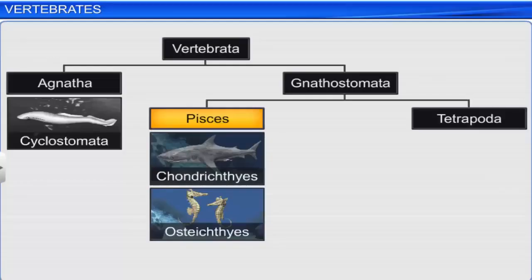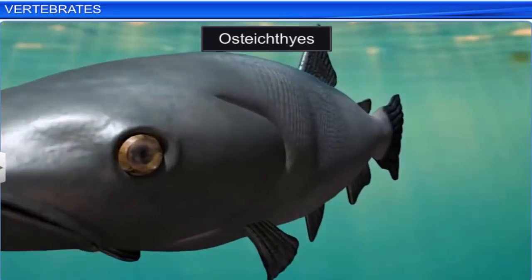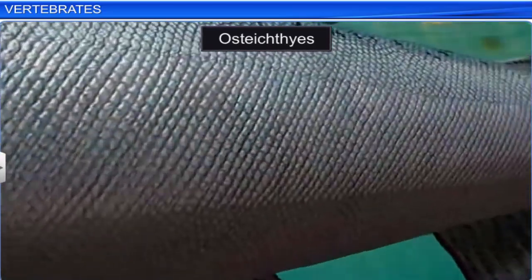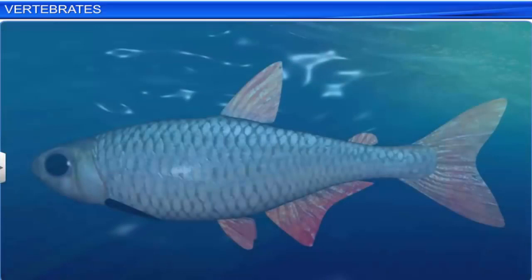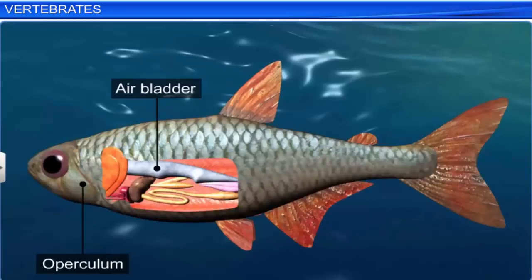The next class within Pisces is Osteichthyes. These are marine and freshwater fish with a streamlined body and a bony endoskeleton. Their skin is covered with cycloid or ctenoid scales. These fish have 4 pairs of gills, which are covered by an operculum, and an air bladder, which maintains buoyancy.